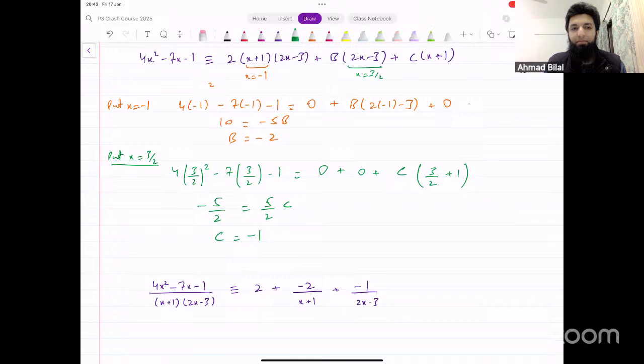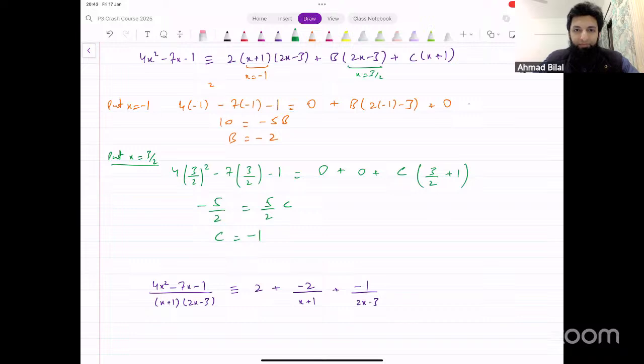Assalamu alaikum, sir. So, sir, is it necessary to show the working to find the constant, which is a, in the beginning for an improper fraction? No, you can do that in your head, and that works. You can write down the value of a directly. You don't have to show any working for that.